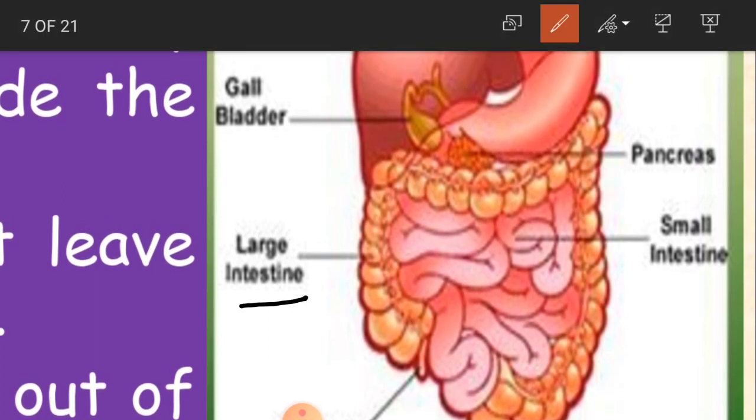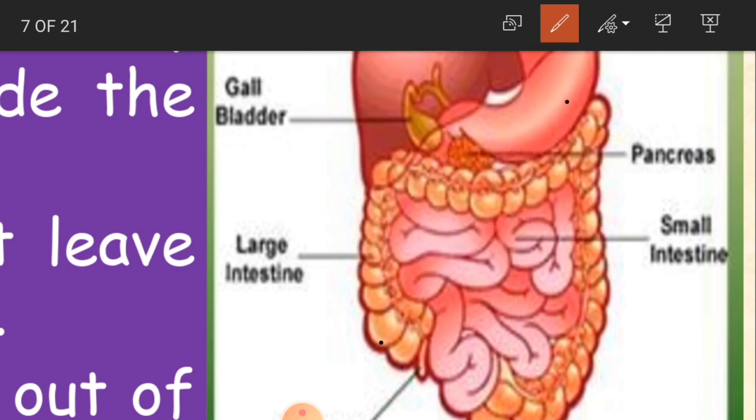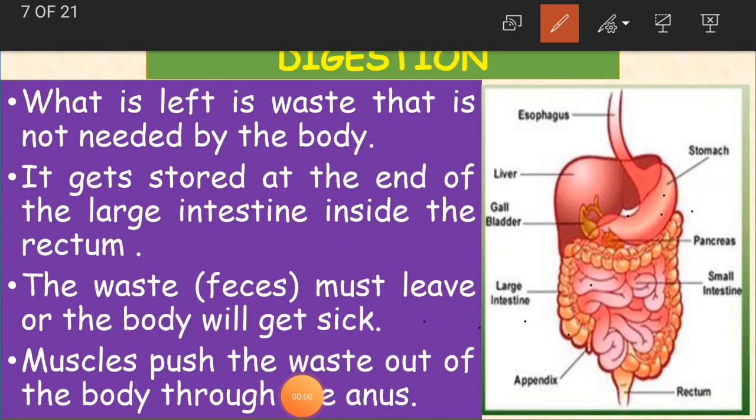Okay. So what happens? This waste is going to be stored there, at the end of the large intestine. You see the large intestine here. So this is the large intestine, and the waste is going to be stored at the end of the large intestine, that is the rectum. Here children, can you see the rectum here? Yes, the waste is going to be stored there.